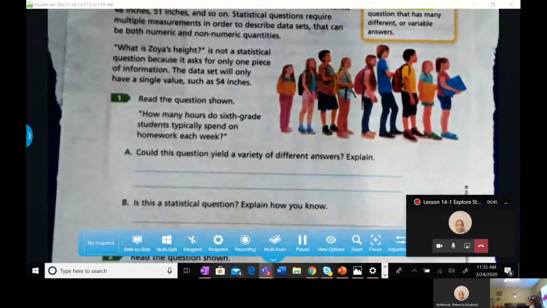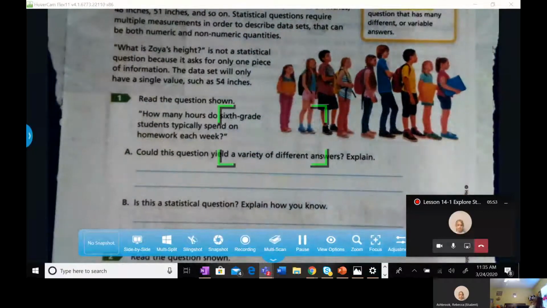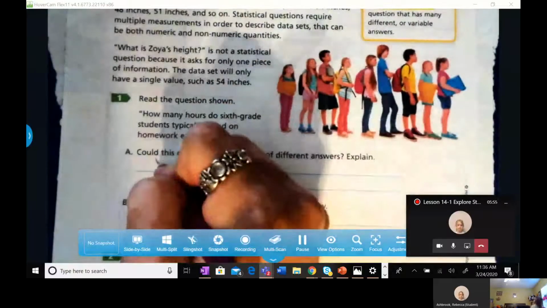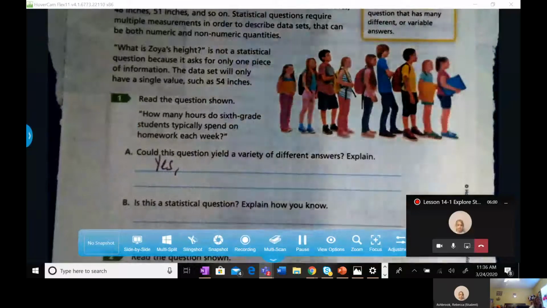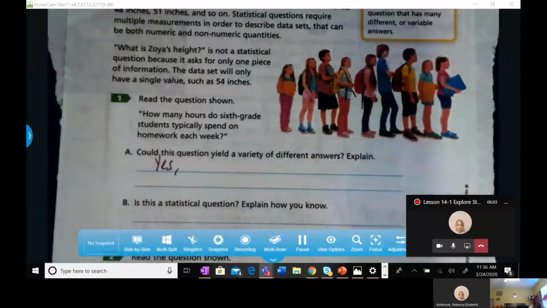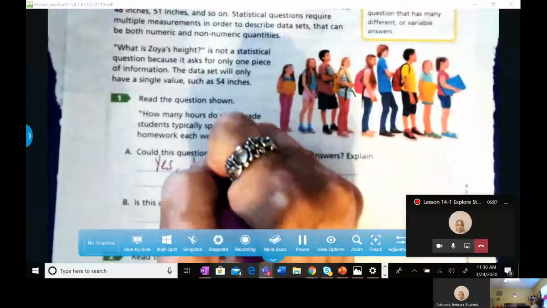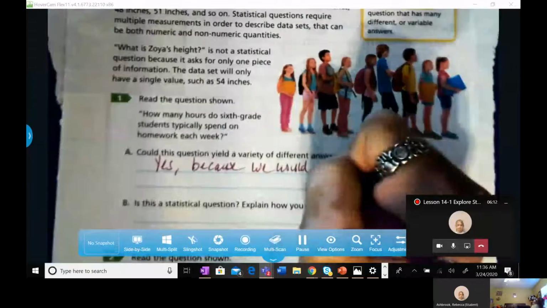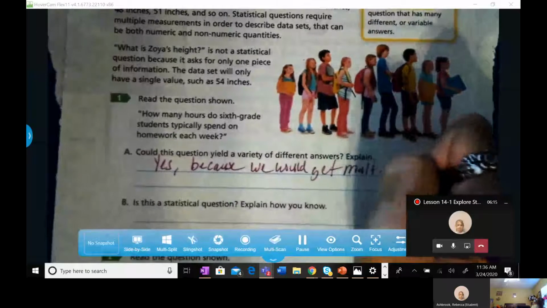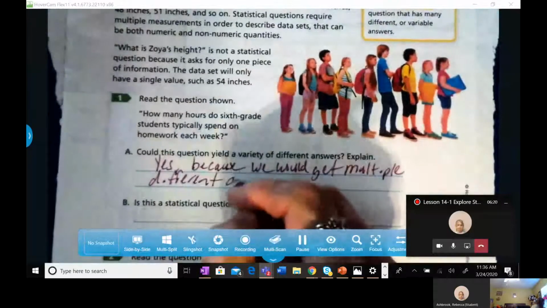So read the question shown. How many hours do 6th grade students typically spend on homework each week? Could this question yield a variety of different answers? Yes, because we would get a bunch of different answers. If we were to survey your class and say, how many hours do you spend, we would get multiple different answers. So yes, because we would get multiple different answers.